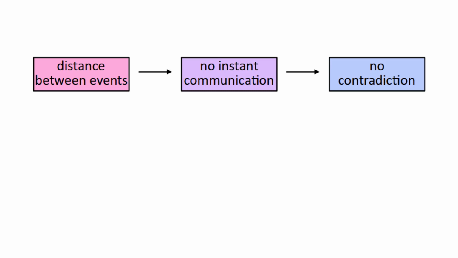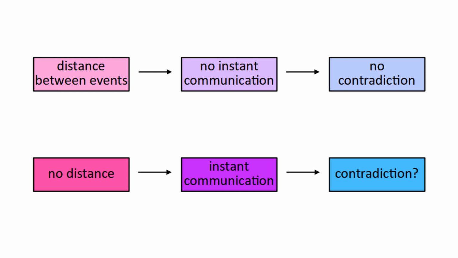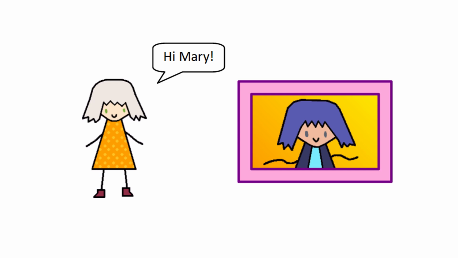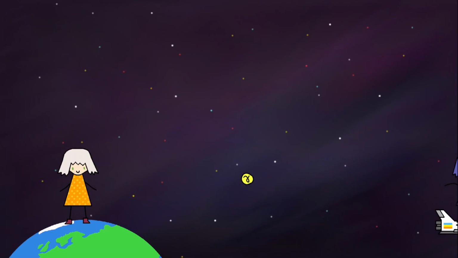The only way you could find a contradiction is if instant communication was possible, and the only way for that to be the case is if there was no distance in between them. In other words, the two events would have to happen not only at the same time, but also in the same place. So with that knowledge in place, let's see if we can still find any contradictions. Even though they don't have instant communication, they do still have light speed communication, and that seems like it might be an issue. So we're going to introduce a third event.